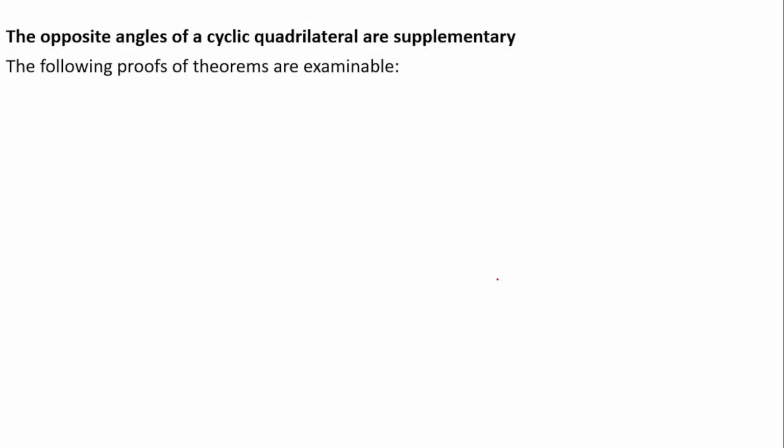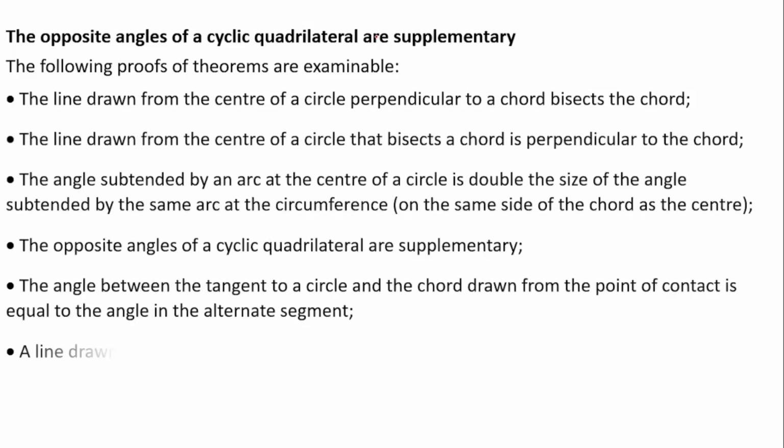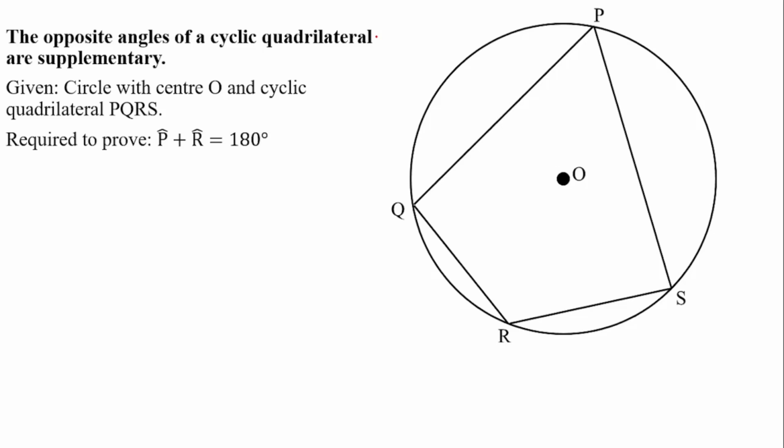Welcome back. We're still proving our theorems. We want to prove the theorem which says that the opposite angles of a cyclic quadrilateral are supplementary, meaning that they add up to 180 degrees. Remember, these are the theorems you must know how to prove. One of them is going to be in the exam.